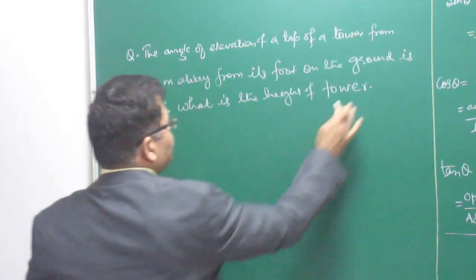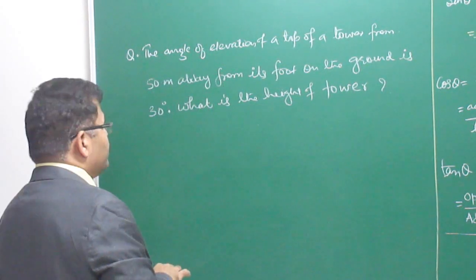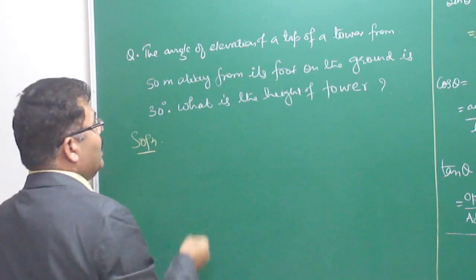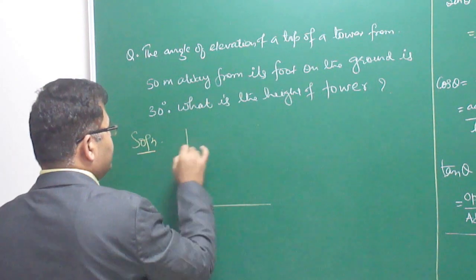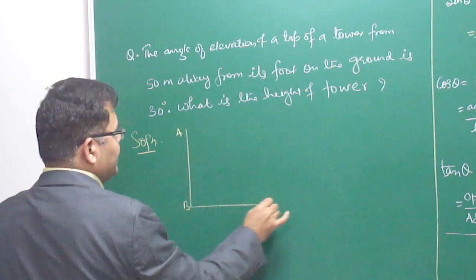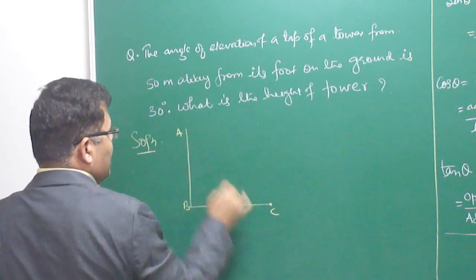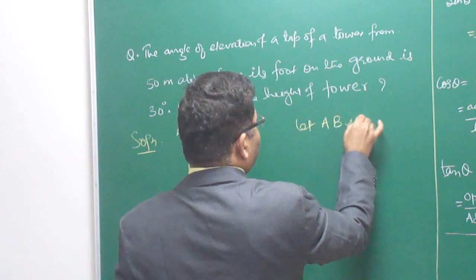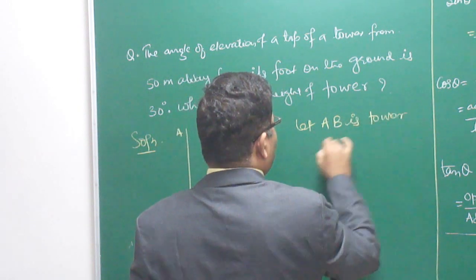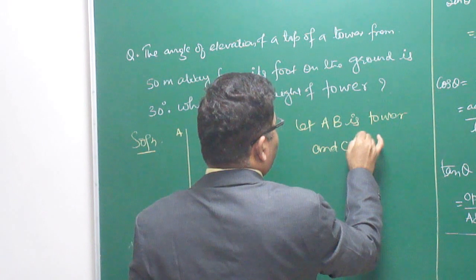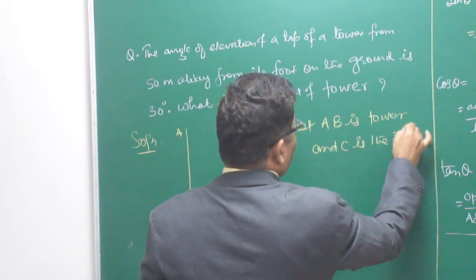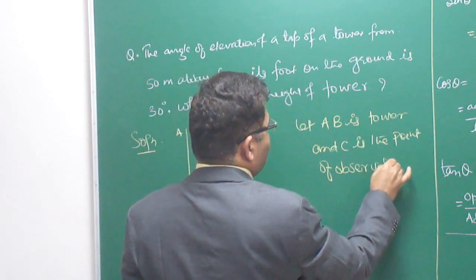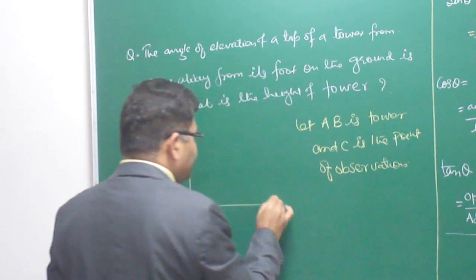What is the height of the tower? This is the question, right? So just for formality, you may write here: let AB be a tower, and C is the point of observation. Let AB is a tower and C is the point of observation. So the observer is here only, right?